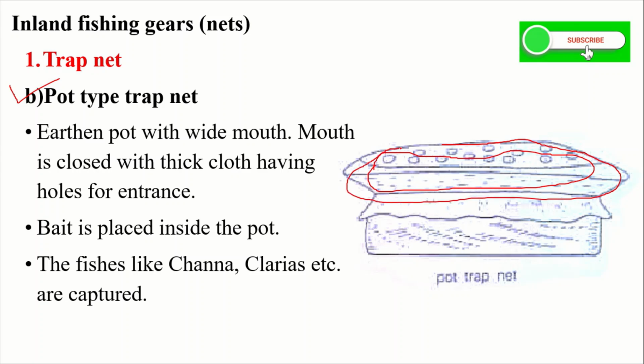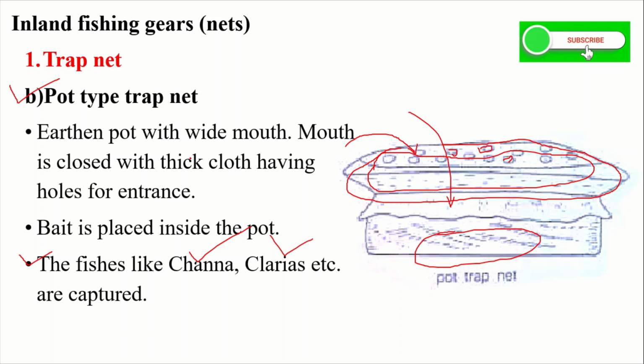The thick cloth has a number of small holes to provide entrance to the fishes. Through these holes the fishes enter the pot, hence it is called the pot type net. The pot also contains some suitable food for the fishes. For feeding, the fishes enter into this pot and get trapped. Fishes like Channa, Clarias and Heteropneustes can be trapped with the help of such a pot type trap net.